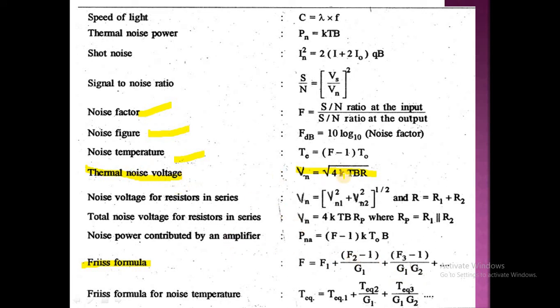In this thermal noise voltage formula, k equals the Boltzmann's constant and T equals temperature. This thermal noise voltage formula is very important while solving the problems.